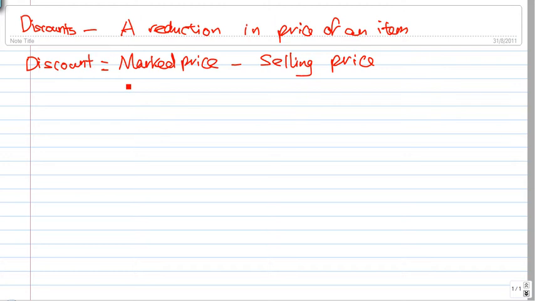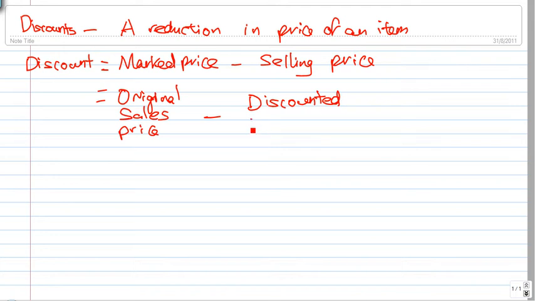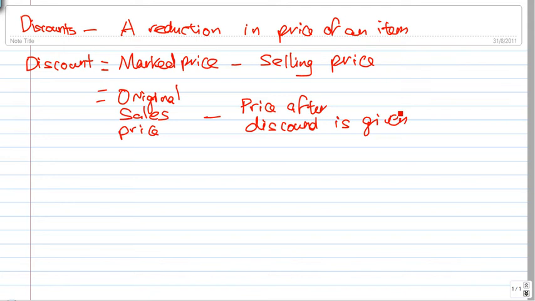Or you can write this as your discount. You can also write it as the usual or the original sales price minus the discounted price after discount is given. So let's take a look at an example.